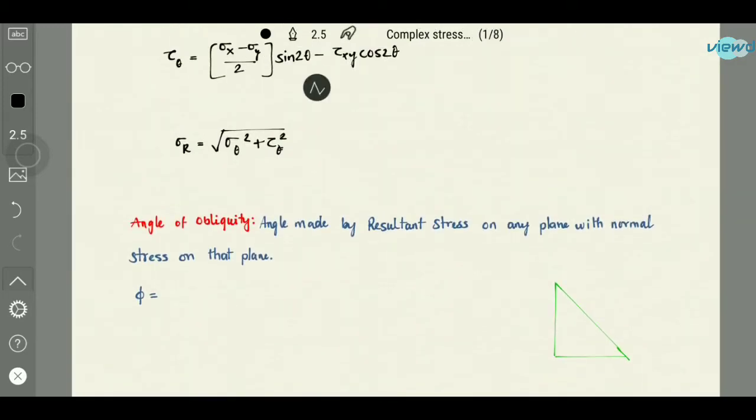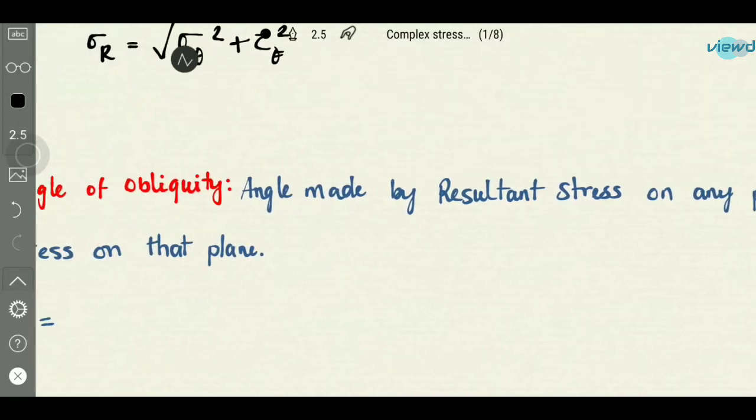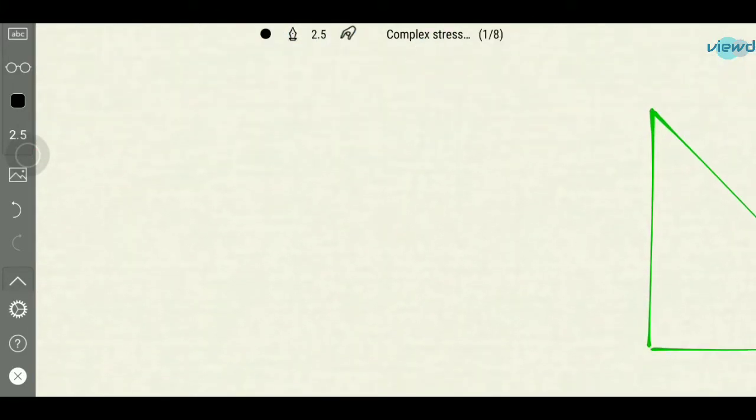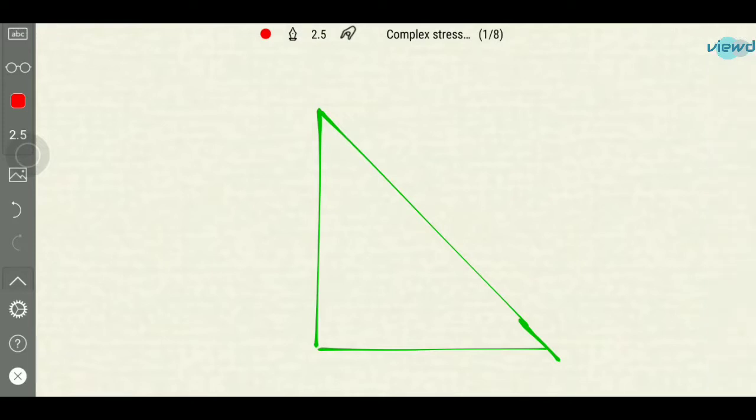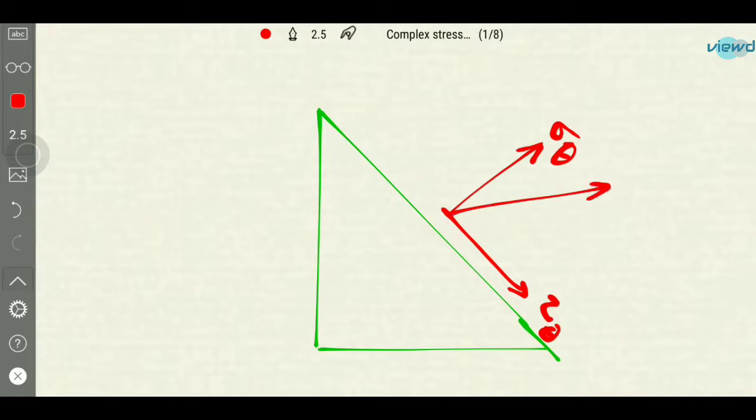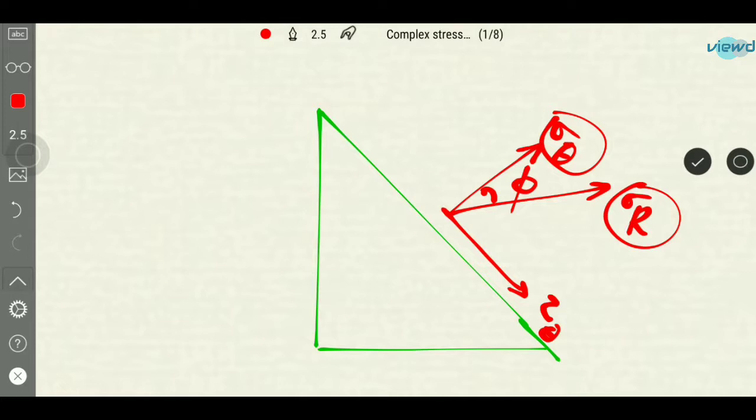And the next is the angle of obliquity, the angle made by the resultant stress on any plane with the normal stress on that plane. So this is the oblique plane, and tau theta is acting in this direction, and there is another stress, sigma theta, acting in this direction. There will be a resultant sigma r acting in this direction. Let us say the angle between sigma theta and sigma r is phi. This angle is called the angle of obliquity. The angle of obliquity is the angle between the normal stress on any plane and the resultant of sigma theta and tau theta.